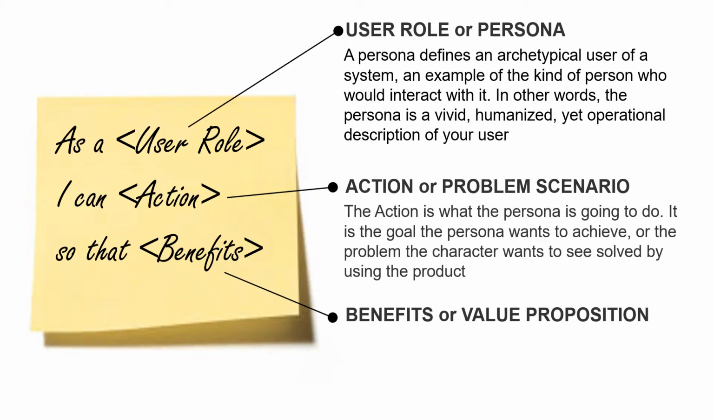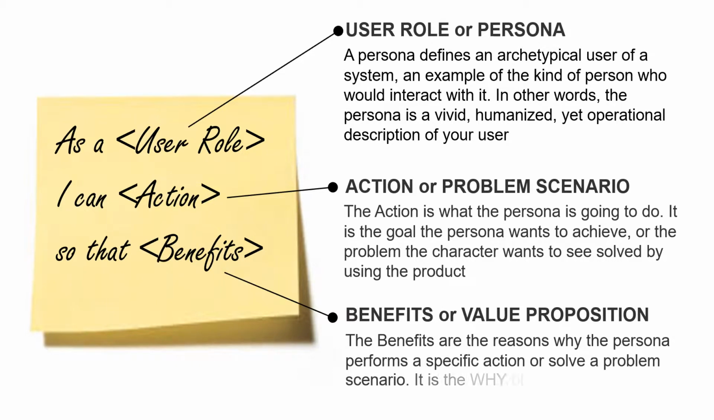It is the goal the persona wants to achieve, or the problem the character wants to see solved by using the product. The benefits are the reasons why the persona performs a specific action or solves a problem scenario. It is the why of the user story.